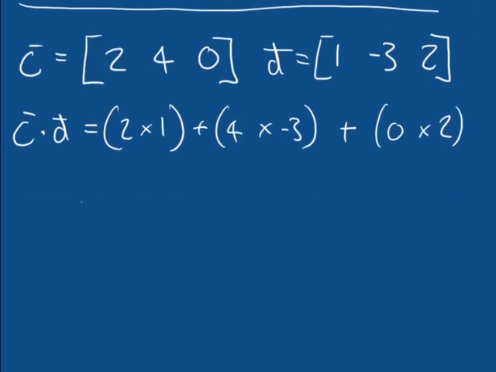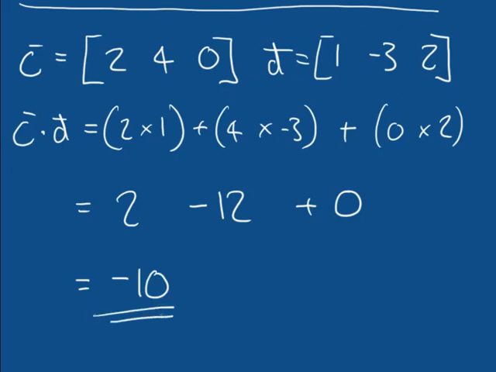So if we work that out, 2 times 1 is 2. 4 times minus 3 is minus 12, so we're subtracting 12. And 0 times 2 is 0, so add 0. So we've got 2 minus 12. That gives us a dot product equal to a value of negative 10. Again, this is a scalar value, hence the dot product is sometimes referred to as the scalar product. It results in a single scalar value. So we know that c dot d is equal to minus 10.